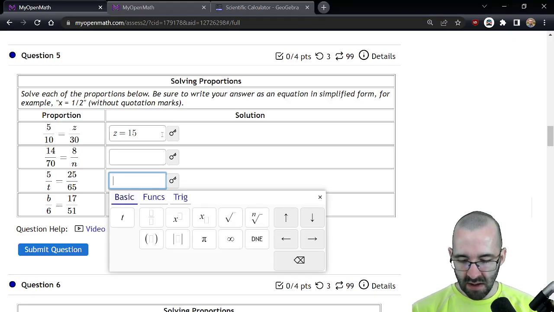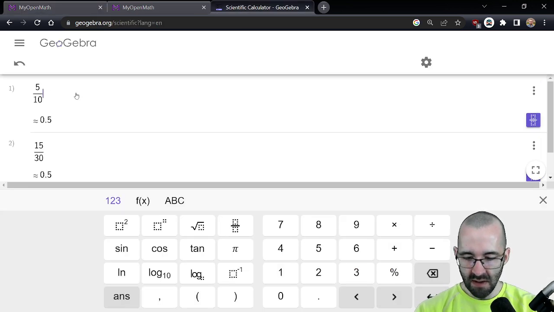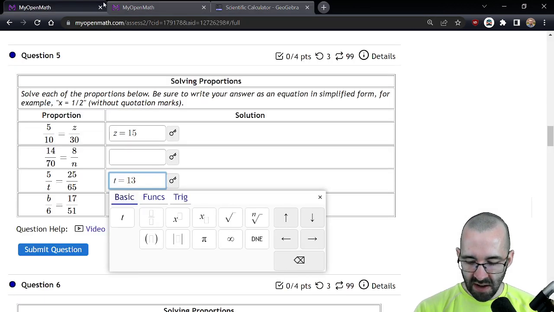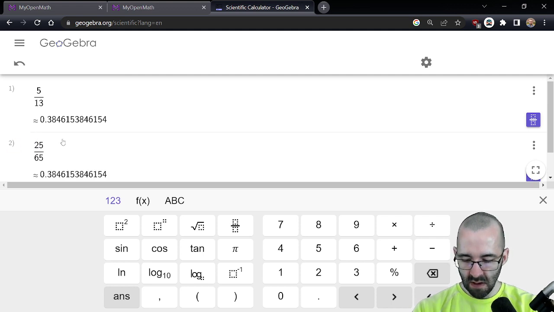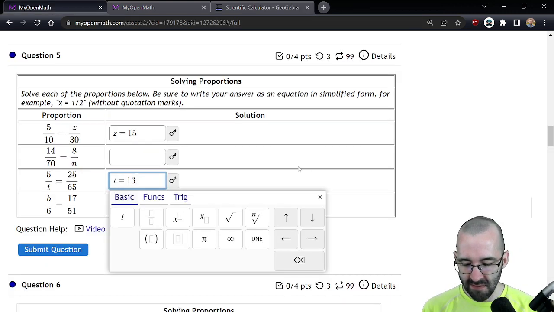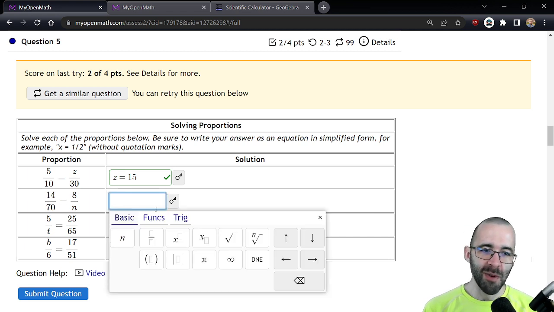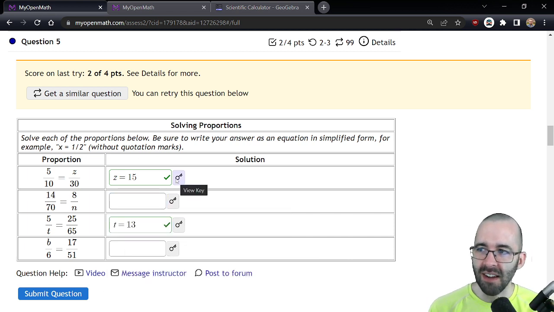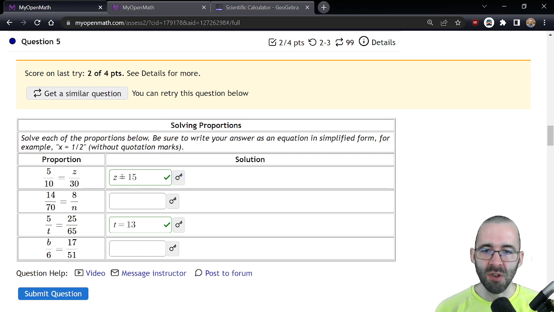And we can check our answer. t equals 13. Is 5 divided by 13 the same as 25 over 65? Looks to be the same. Great. There we go. Check our answers. We formatted it correctly. We got 2 out of 4 because we didn't do 2 of the problems, but that's the idea here. So when you're thinking of proportions, remember that it definitely ties into statistics with sample proportions, and we'll be doing a lot with sample proportions in this whole class.